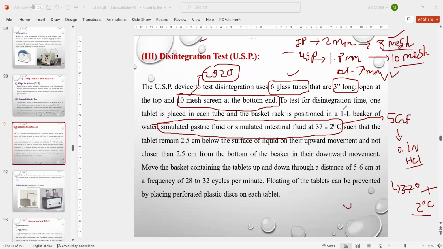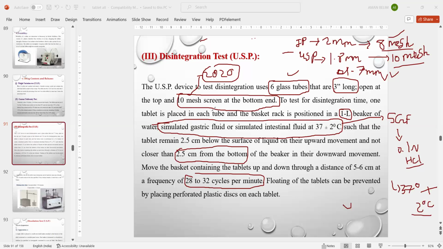And a 1 liter beaker is used. The cycles are generally 28 to 32 cycles per minute. It means that the test tube basket of the disintegration apparatus will move up and down 28 to 32 times in your disintegration media. And the height from the bottom will be 2.5 centimeter. This is also important.